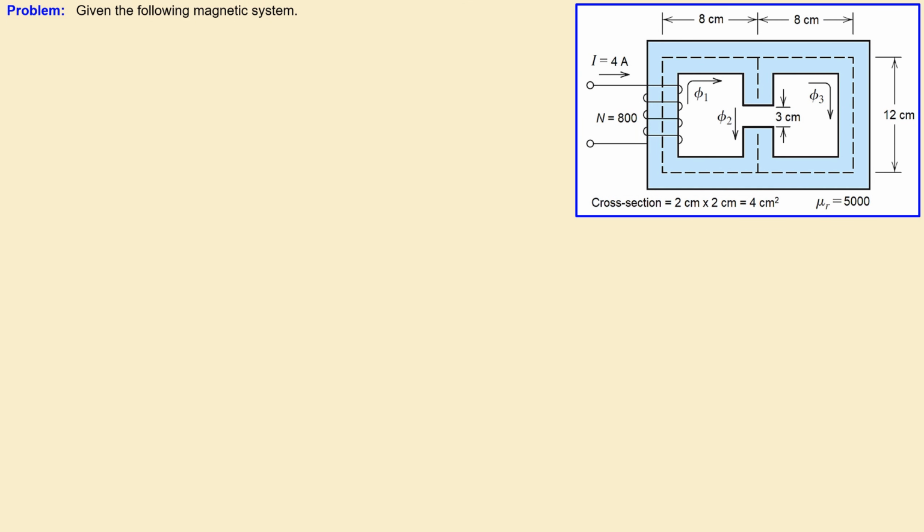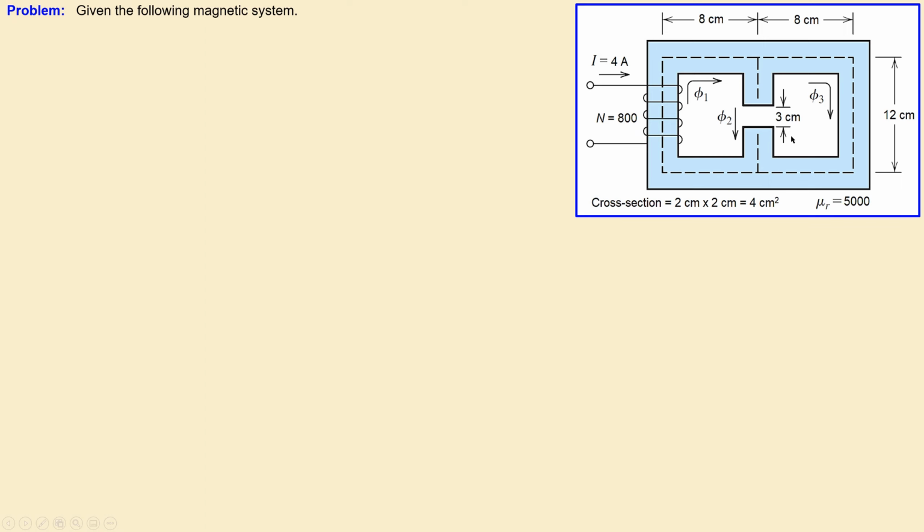The following magnetic system is given and we have the following data in it. So we have the geometry, we have the current, number of turns in this coil, and we have the cross section of this system. So it is 2 centimeters by 2 centimeters, which is then 4 centimeters squared. The core material has a relative permeability of 5000, and we have also a gap here which is 3 centimeters wide in this y direction.